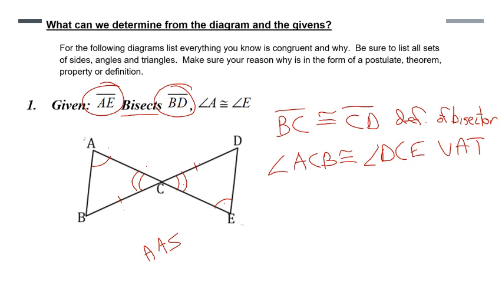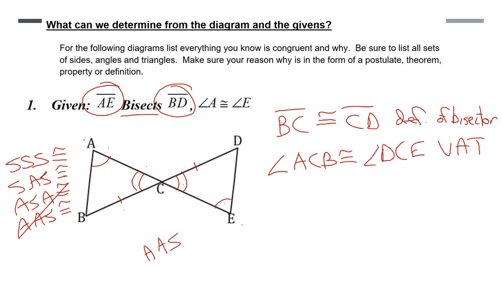If you remember our 4 theorems, it was side, side, side congruence, right? It was side, angle, side congruence. It was angle, side, angle congruence, talking about the included side. And then it was angle, angle, side congruence. So that was one of ours. So on this, it definitely fits our pattern. So these triangles are congruent.